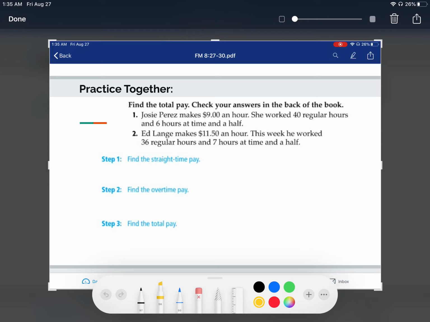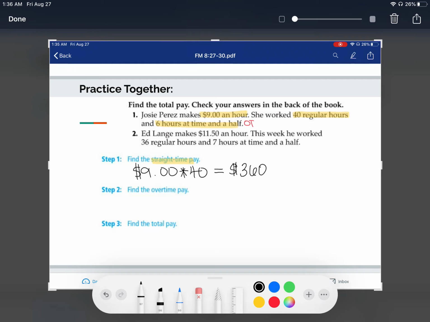All right, so the first one, Josie makes $9 an hour. She works 40 regular hours and 6 hours at time and a half. Anytime you see time and a half, think of OT, that's the overtime. All right, so step 1. First, we have to figure out her regular pay at her regular hours. She gets paid $9 an hour and works a regular work week of 40 hours. 9 times 40 gives us $360. That is her straight time pay.